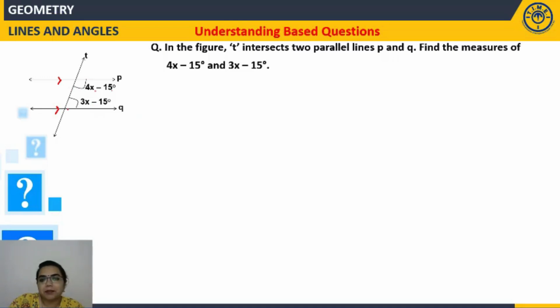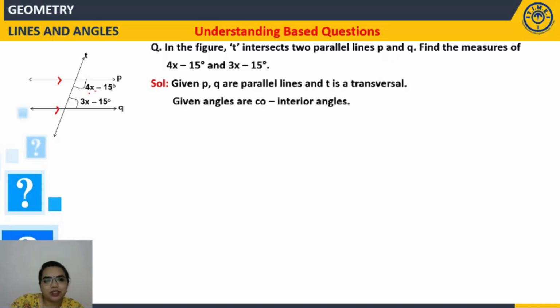Can you tell me something about these angles? Have you noticed anything here? What are these two angles? What do we call them? They are called the interior angles on the same side of the transversal, or there is another name that can be given to them, that is co-interior angles. I am repeating it. These are interior angles on the same side of the transversal, or we can also call them co-interior angles.